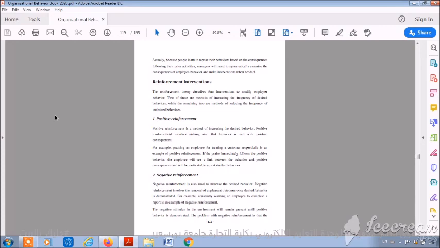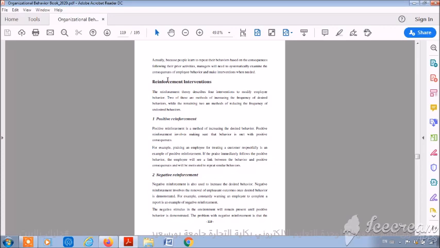Actually, because people learn to repeat their behaviors based on the consequences following their prior activities, managers will need to systematically examine the consequences of employee behavior and make interventions when needed. So, the managers, according to the reinforcement theory, will try to make interventions in order to reinforce the behaviors of their employees.